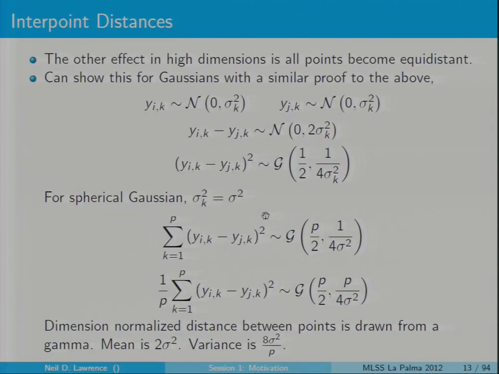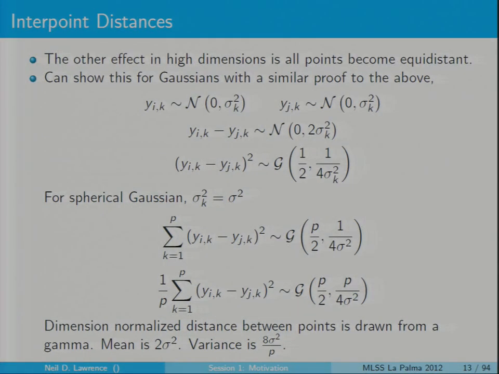So the other thing that happens is interpoint distances. In one slide, this is trying to show that the same thing happens with the distance between data points if they're sampled from this Gaussian density. For very similar reasons, it comes out very quickly if you think about it.